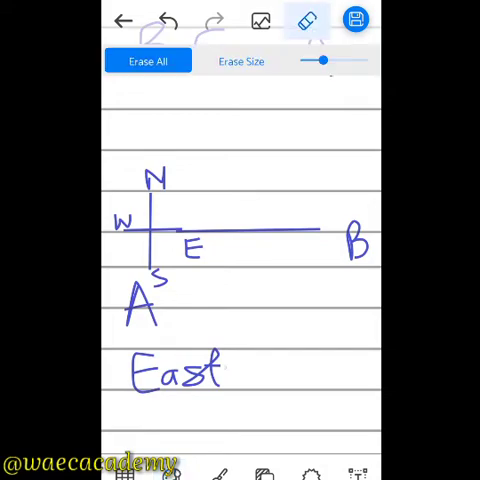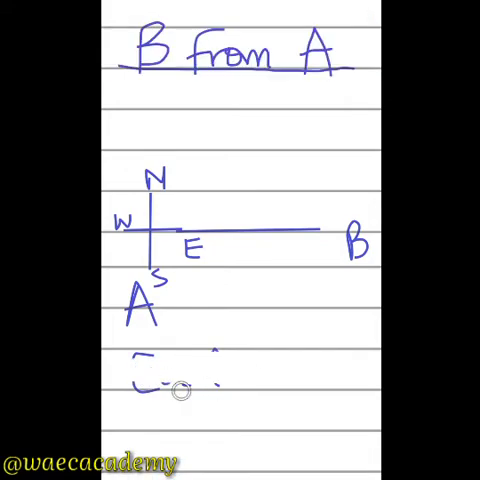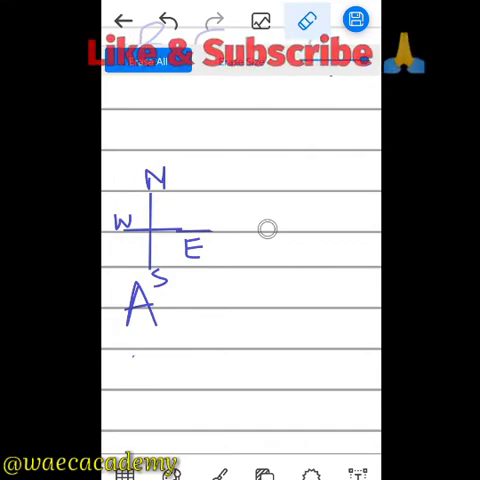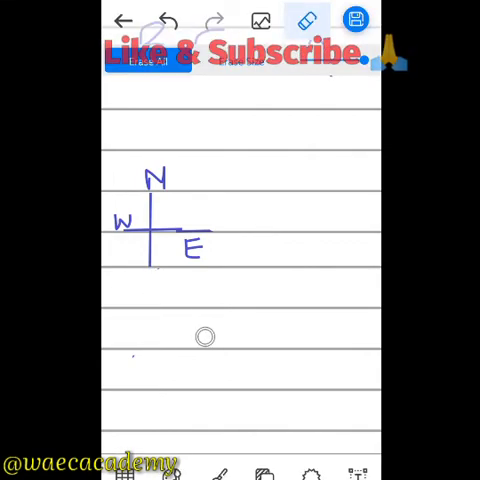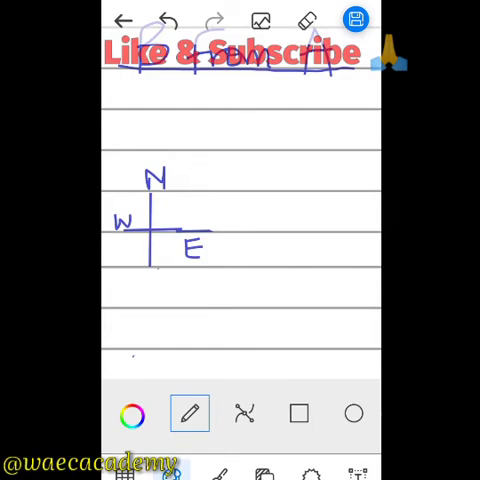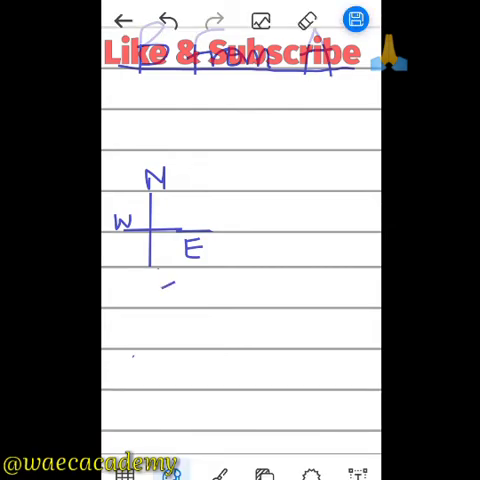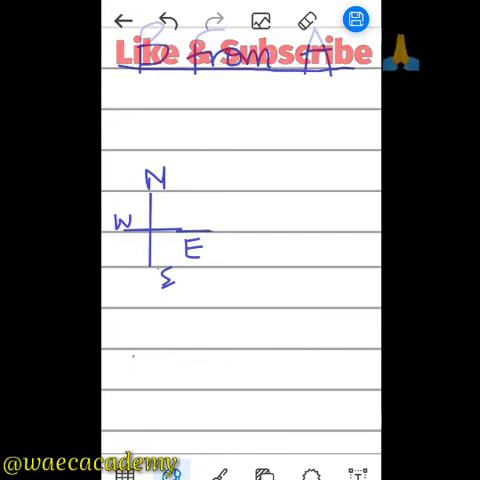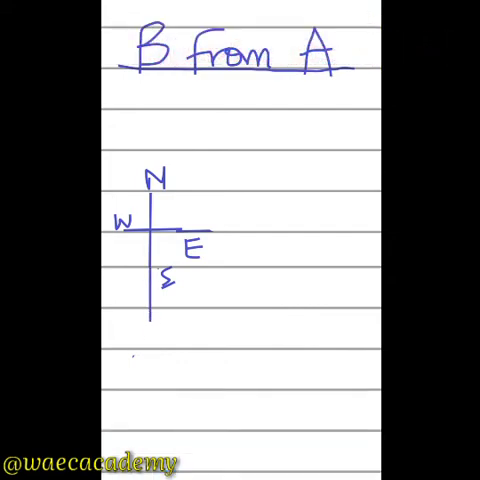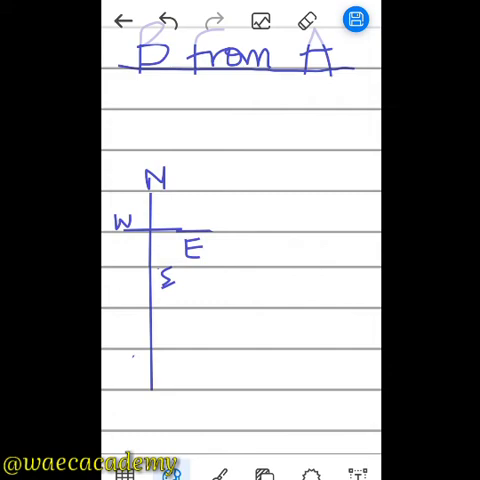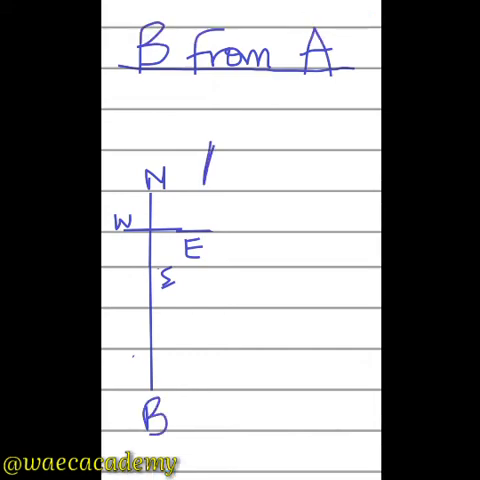Now, what if that question is a little bit different, and instead of being pointed towards east, we have a question pointing in another direction? So let's say we have something like this. Okay, we have south here. And then we have our line coming down towards this direction. And then after that we have our B over here. B is over here and A is over here.